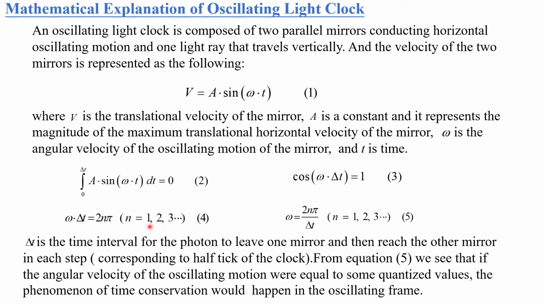And then we have equation 4: omega t equals 2n pi, where n is a positive integer, such as 1, 2, 3, 4, and so on. And then finally, we have equation 5: omega equals 2n pi over delta t. Delta t is the time interval for the photon to leave one mirror and then reach the other mirror in each step. And the step corresponds to half a tick of the light clock.